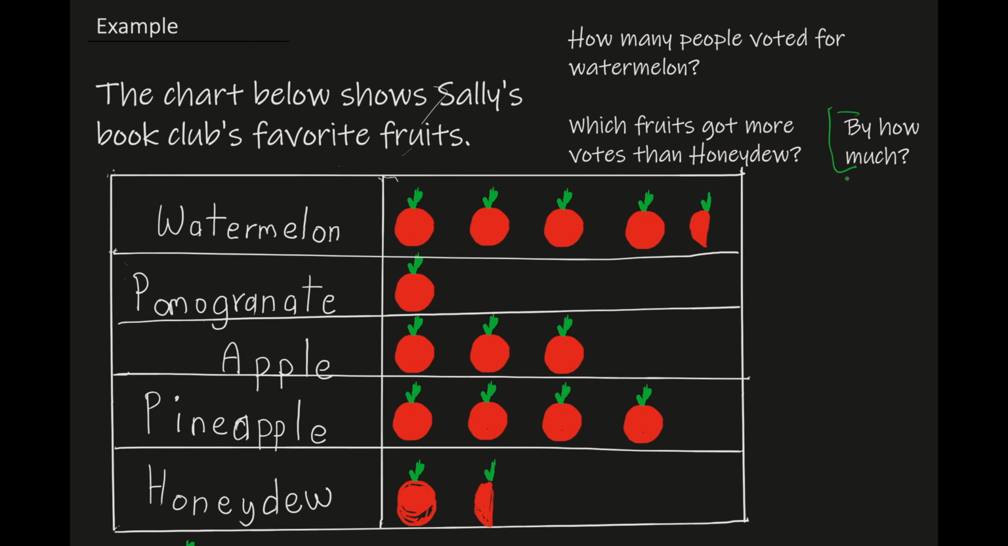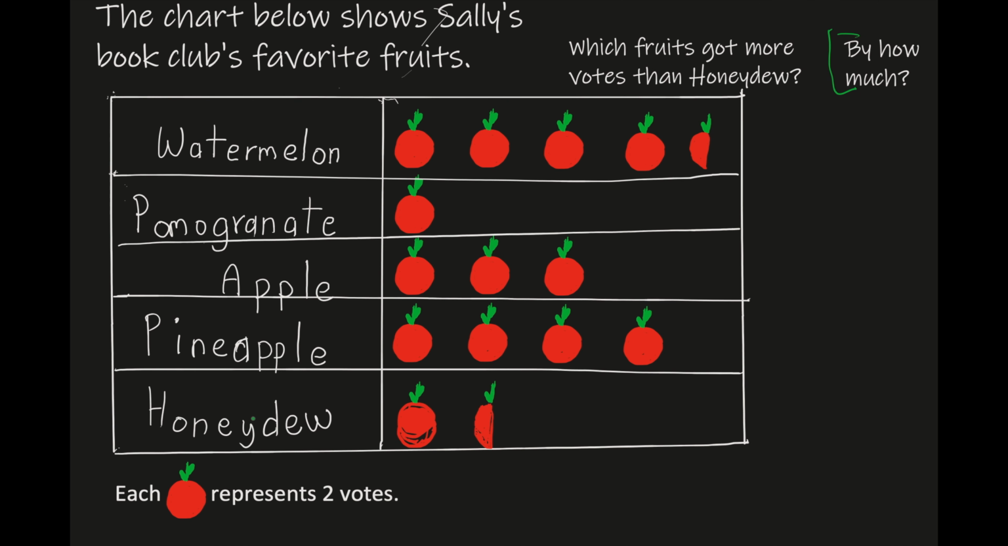Okay, so first we have to understand the pictograph. What do these apples represent? So let's go down, see if we can find the information. There it is. Each apple represents 2 votes. So each one of these represents 2 votes. So this pomegranate represents 2 votes. So pomegranate got 2 votes, but that's not our question.